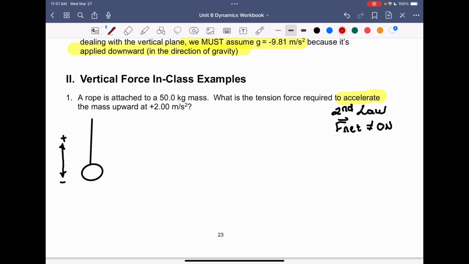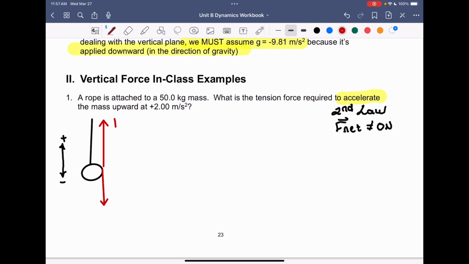Now, if it's accelerating upwards, the one thing you should be questioning right away is, what does that mean about the force imbalance? Which force is going to be greater, the tension or the Fg? Well, if it's accelerating positive 2.0, that means it's accelerating in the upwards direction. So I'm going to make the red line representing the tension greater than the Fg, which is in the downwards direction, or the negative direction here.